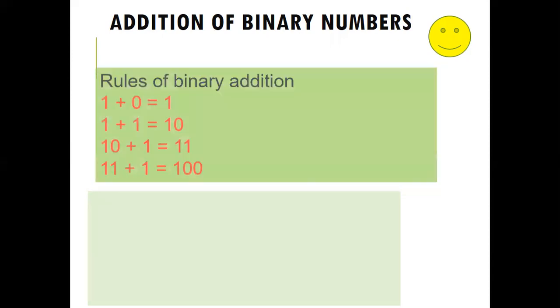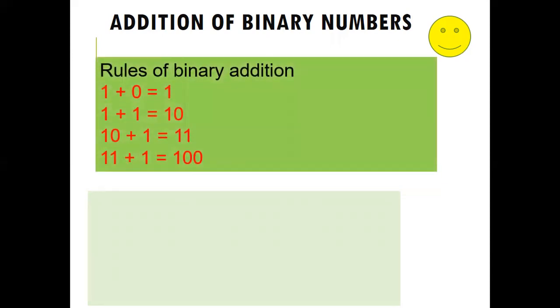So let's look at the rules. First of all, 1 + 0 = 1. That is constant, right? And then instead of saying 1 + 1 = 2, because 2 is not a digit in the binary system, in base 2, 2 as a digit is actually 10. So 1 + 1 = 10 in base 2. And 10 + 1 = 11. And then 11 + 1 = 100.